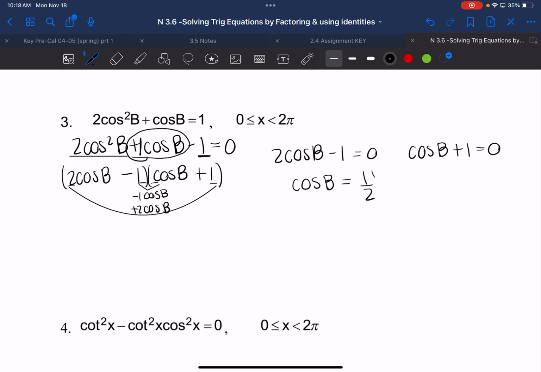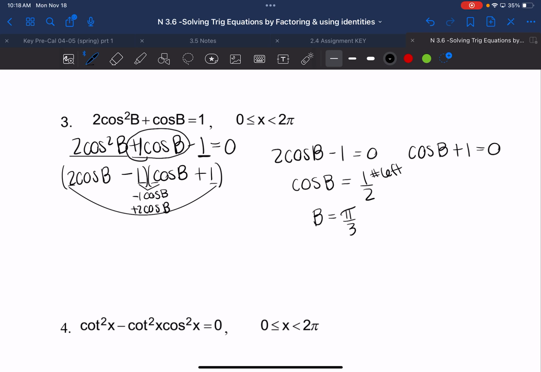Okay, remember, cosine is number of fingers to the left, right? So which finger do I bend so that I've got 1 to the left? Okay? Which is what? Pi thirds, right? And am I looking for where it's positive or negative? Did we have positive 1/2 or negative 1/2? Positive, okay. So cosine is positive in quadrant 1, so pi thirds would be our first answer.